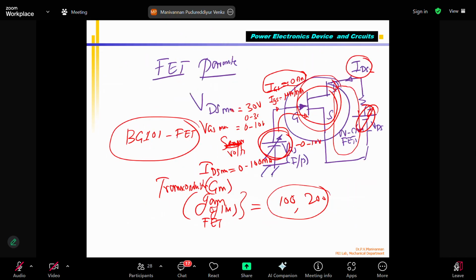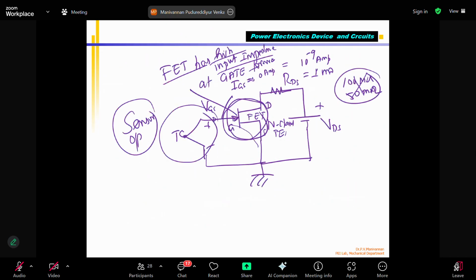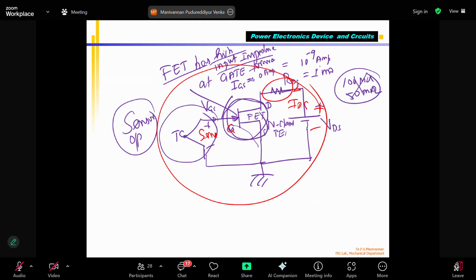Again, we are talking about how the FET works, how the sensor can be connected. In this circuit, I also showed how the sensor, this is my sensor. The sensor is connected to the gate. The output voltage, RDS is there. This is my IDS, and this is VDS. This circuit also can be shown. Okay, you understand it? You got it?